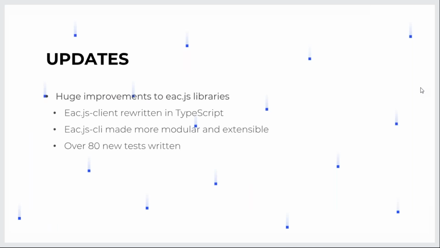So to begin with, let's go over some of the dev updates we have. The development team has been busy for the last 2 weeks doing some major overhauls to the EAC.js libraries. These libraries are the lower level Ethereum alarm clock libraries that we use in both the DApp as well as the command line. So they form kind of the core of a lot of what we do. And we recently went through and, for the client library, rewrote it in TypeScript.